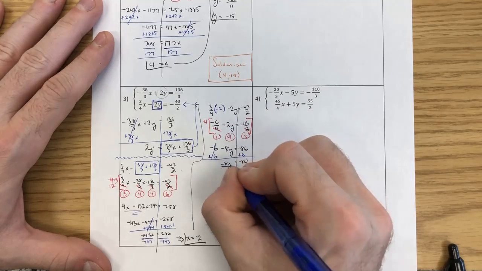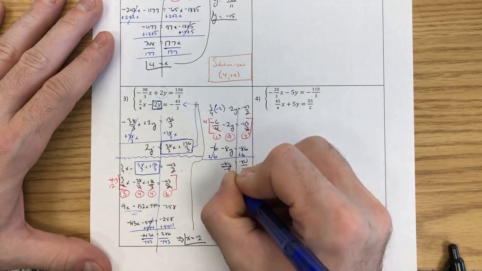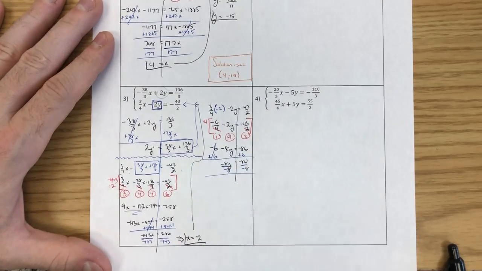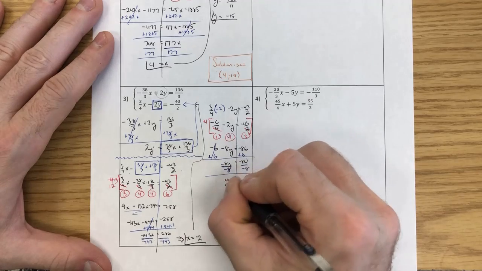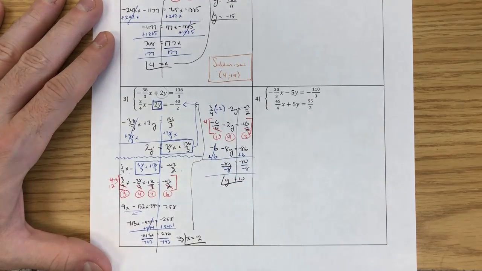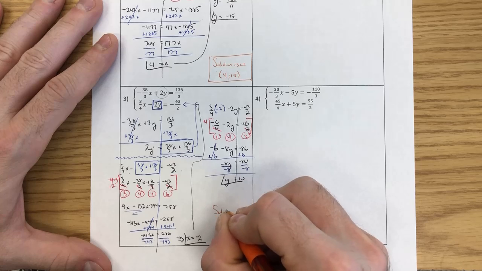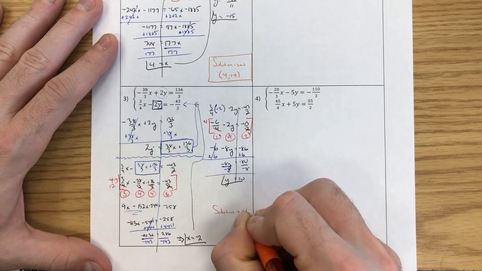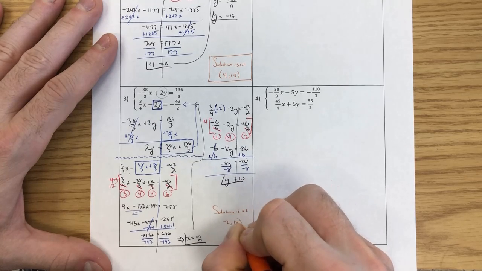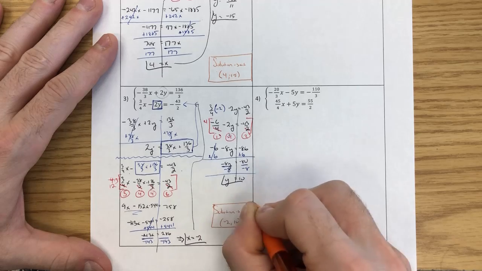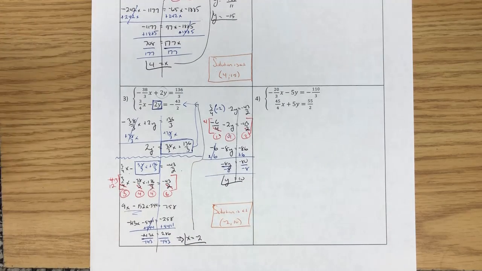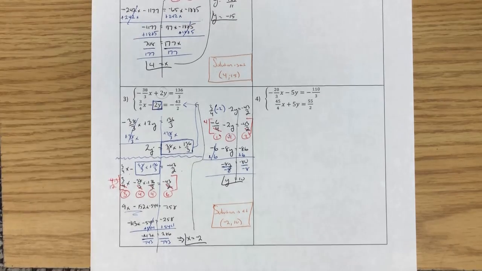Get rid of the coefficient by division. So we get y is equal to 10, which means we have a solution at negative 2, 10. And so we see with fractions, nothing really different.